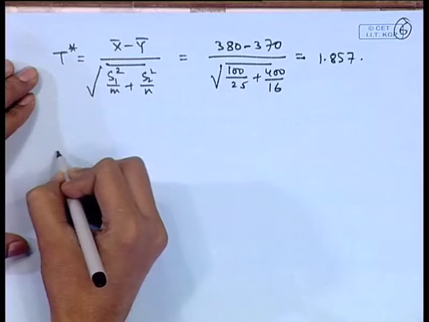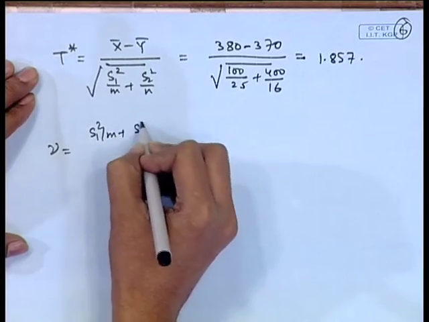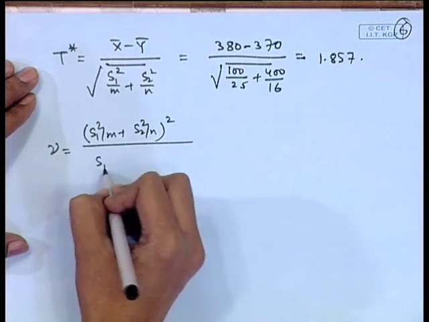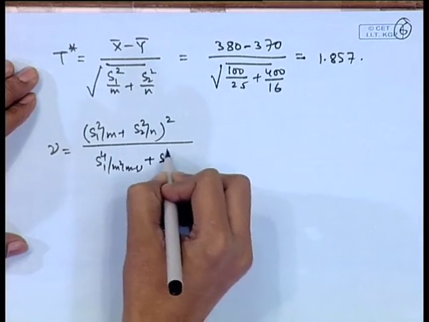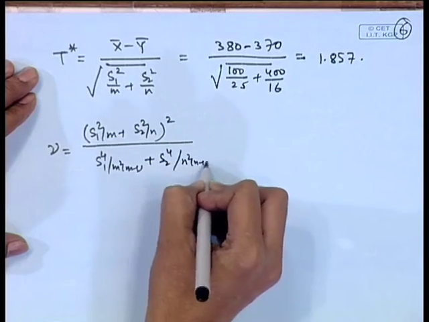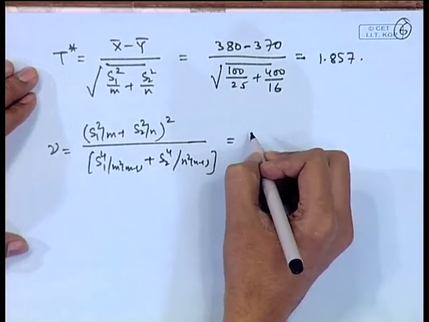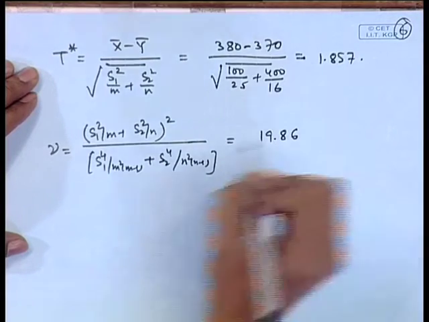Now, the calculated value of t star has to be compared with the t distribution on nu degrees of freedom. Nu was given by S 1 square by m plus S 2 square by n whole square, divided by S 1 to the power 4 by m square into m minus 1 plus S 2 to the power 4 by n square into n minus 1. After substitution of the values given here, we obtain this value to be 19.86.